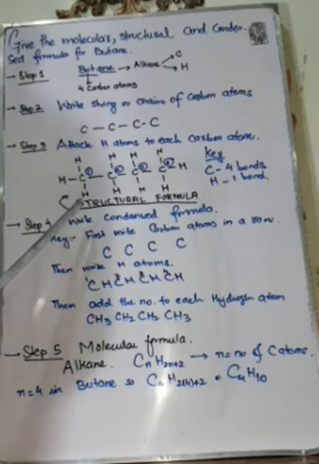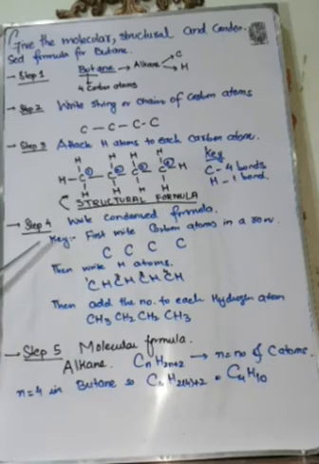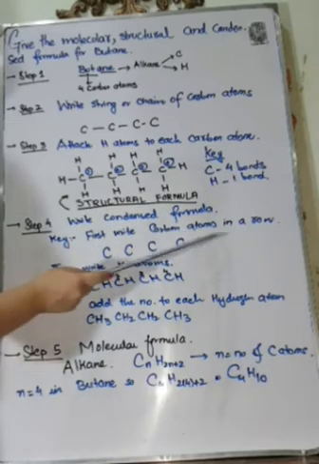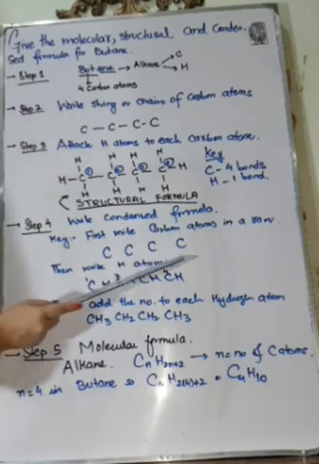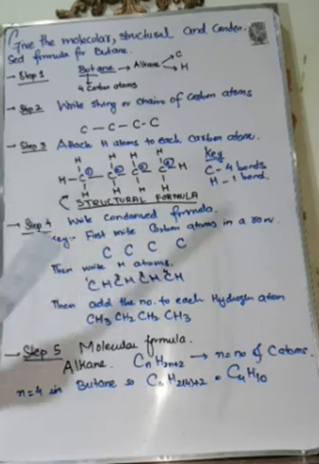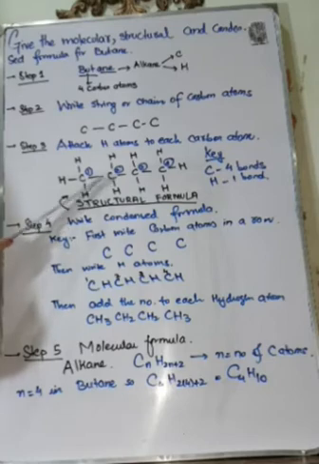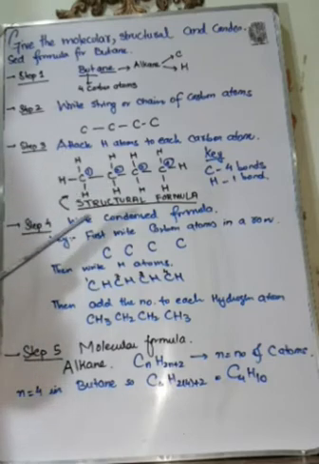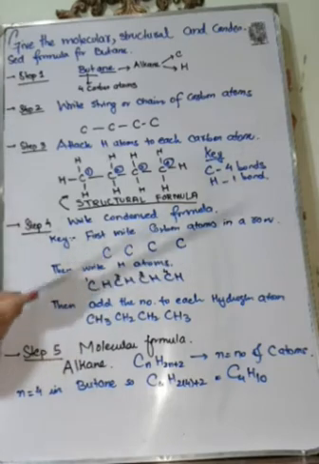Now if we want to write the condensed formula from the structural formula, then what will we do? For writing the condensed formula, we will first write the carbon atoms in a row. We know that butane has 4 carbon atoms, so we will write 4 carbon atoms like this. Always remember that in the condensed formula, the horizontal and the vertical lines are omitted. So we will write 4 carbon atoms as this.